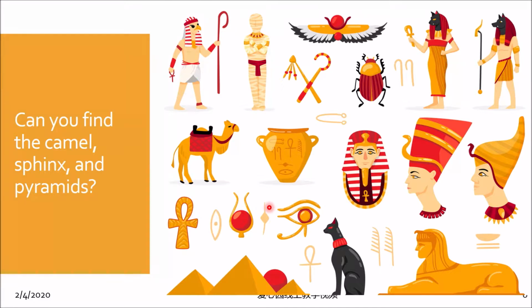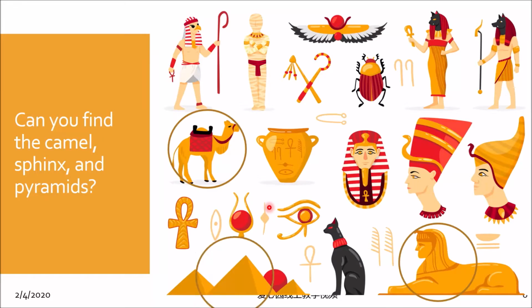Look at this picture. Can you find the camel, the sphinx, and the pyramids? You can pause this video first and come back when you have found the answer. So now I will show you the correct answers. Here's the camel, the sphinx, and the pyramid. 骆驼, 人头狮身像, 金字塔. Did you get them correct?